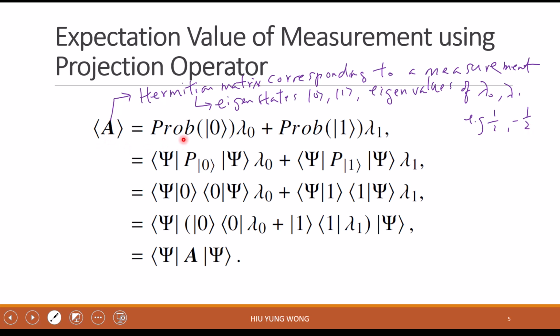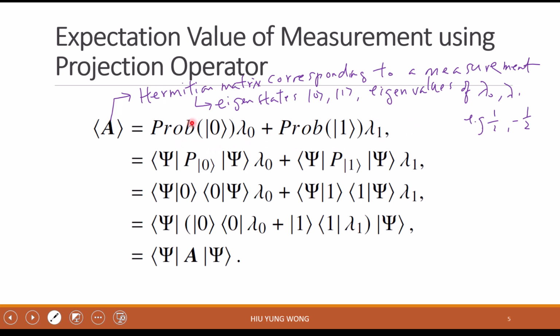Of course, the average must be equal to the probability of measuring 0 times the value you get, plus the probability of measuring 1 times the value you get, right? For example, you have 10% probability of getting half, and 90% probability of getting negative half. Then the average value is 10% times half, plus 90% times negative half, right? This is how you find the average value.